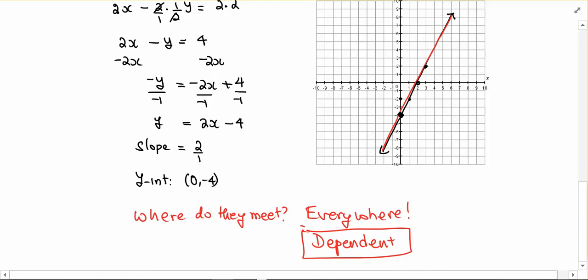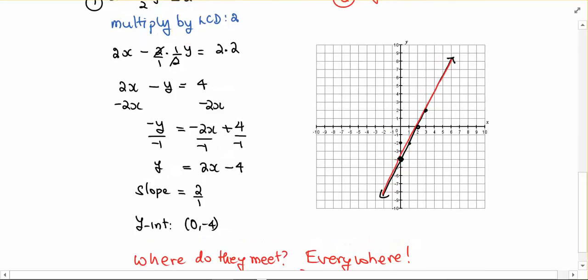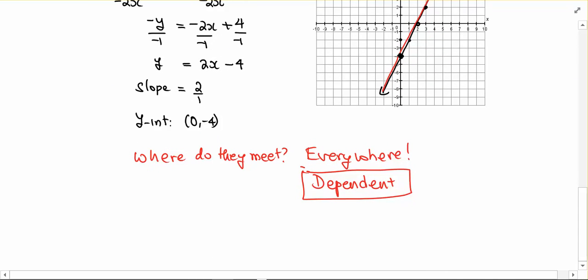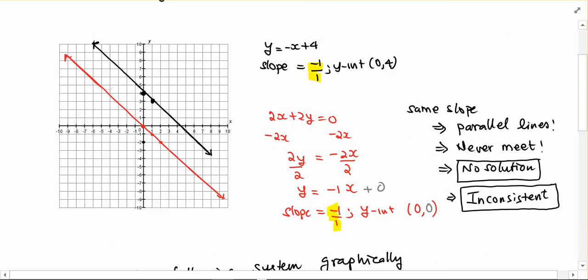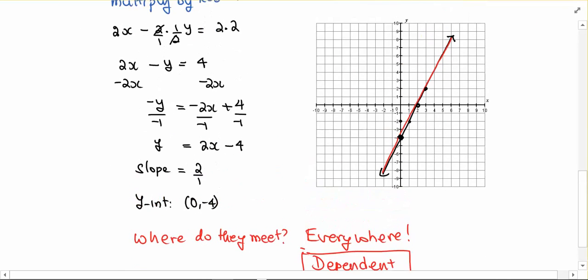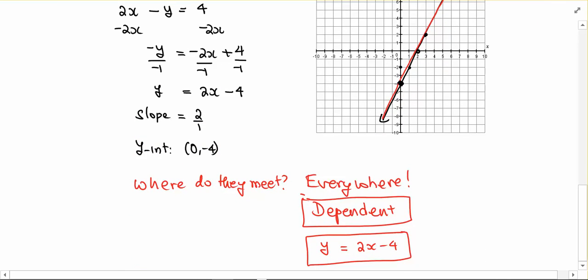So there are many ways to write the answer to this. One way is to say dependent. Another way is to say the solution is the line itself, because that line shows you all the places where they meet. So I could have written this as y equals 2x minus 4, and that would be acceptable as well. So two situations that you have to be aware of that could happen when you're solving systems of equations. One, they don't meet. That's inconsistent or no solution. And two, they're dependent, where they meet everywhere, called dependent, or you could give the equation of the line.